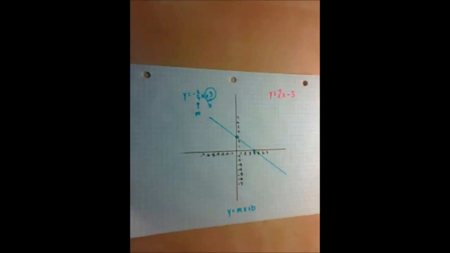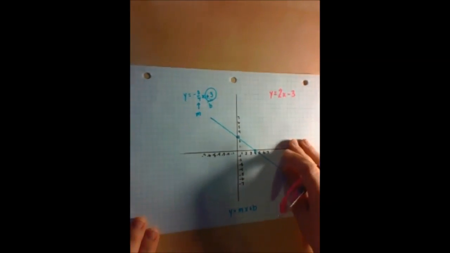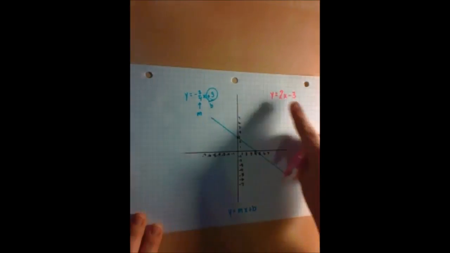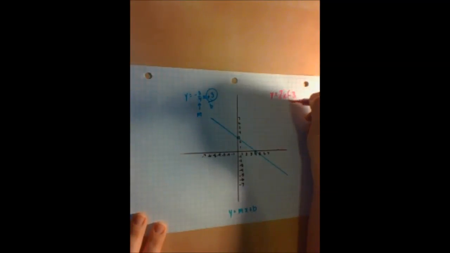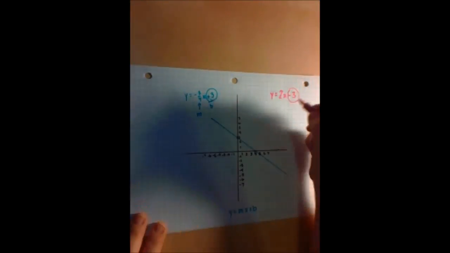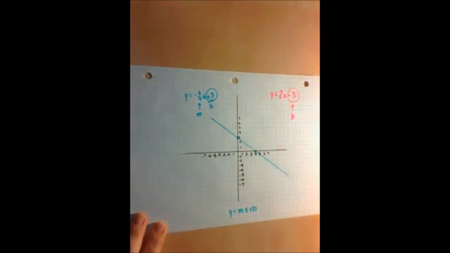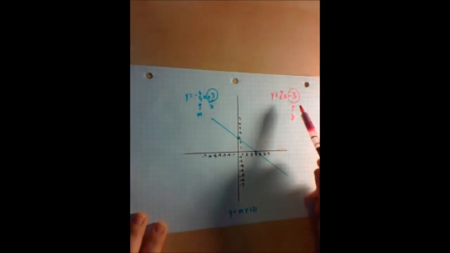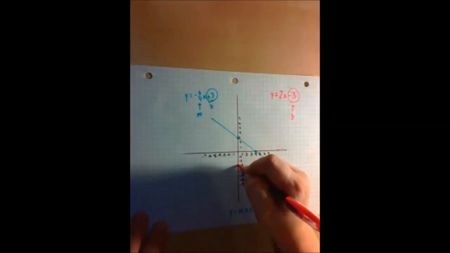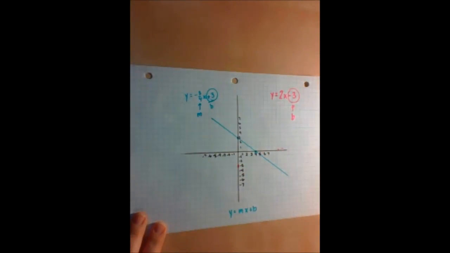Grab my pink highlighter. So looking at this one, y equals 2x minus 3. Same thing, I'm trying to match it to this form. So the plus b, or the part that's not attached to the x, that is your y-intercept. In this case, it's that -3 right there. That's my b. So I'm going to go to my y-axis. I'm going to find -3 on the y-axis and start by placing my first dot there.